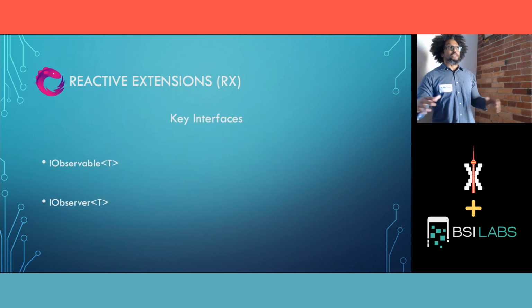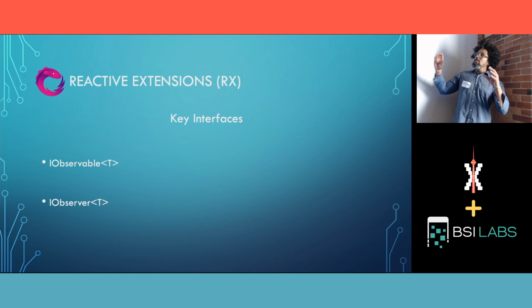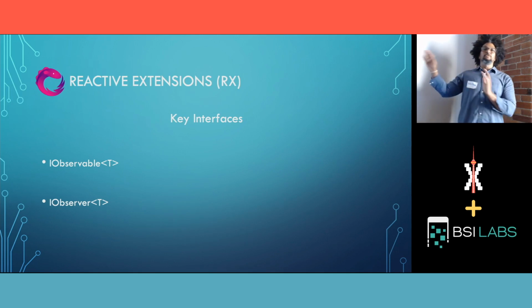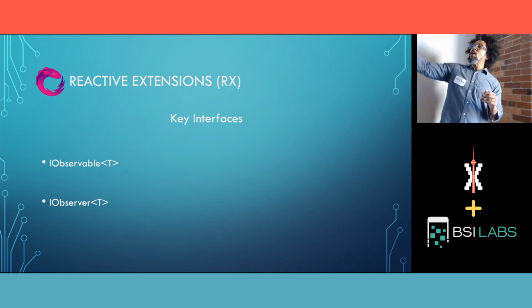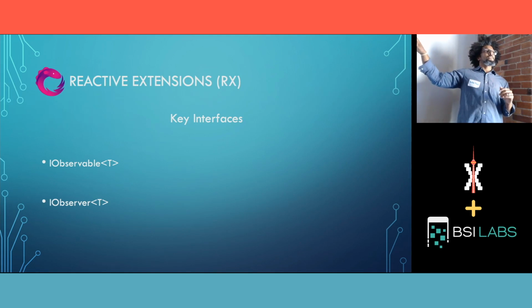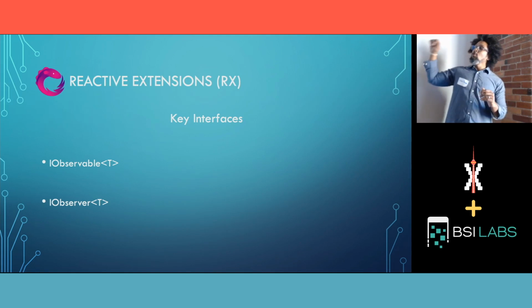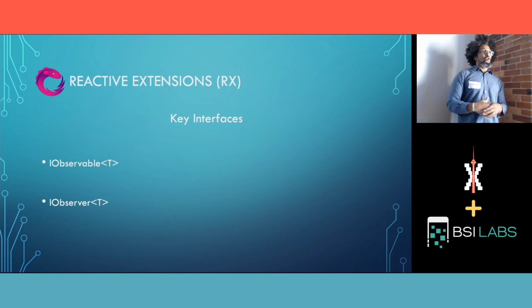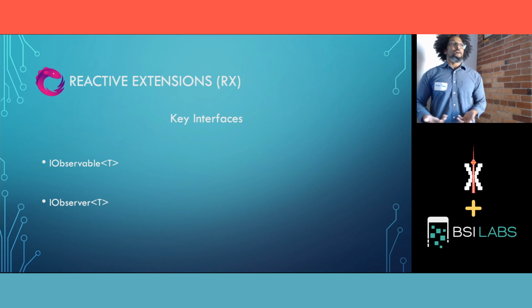So Reactive Extensions can be simplified into two interfaces. This is System.Reactive, part of the System namespace. You will have IObservable and IObserver. You either observe or you can be observed.